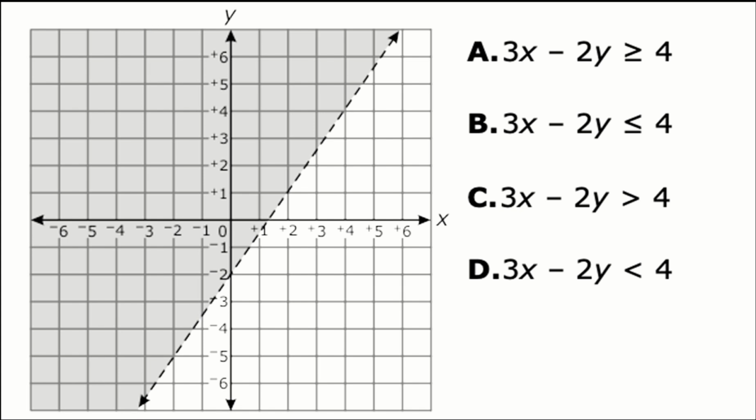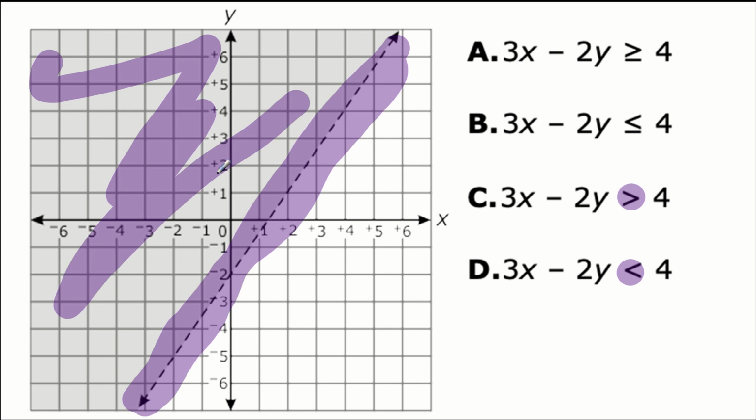All right, so this is a good example of it. We've got a dotted line, right? If we have a dotted line, that means our inequality symbol won't have a line under it. It'll just be less than or greater than, okay? In this case, we are shading above that line.